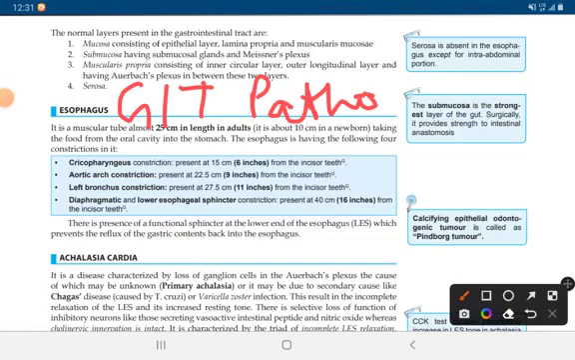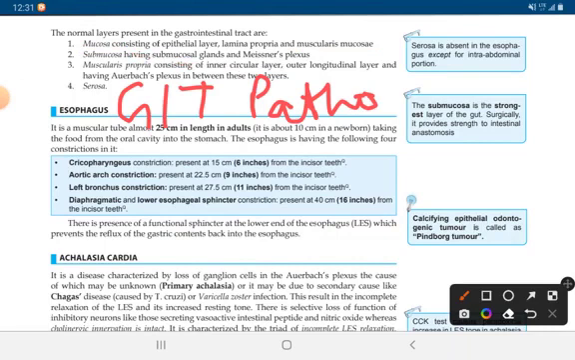Today we will start GIT pathology. The gastrointestinal tract's normal layers are: first is the mucosa, which consists of the epithelial layer, the lamina propria, and the muscularis mucosa. Mucosa is the innermost layer present in the gastrointestinal tract, and then there is the submucosa, having submucosal glands and the Meissner's plexus.